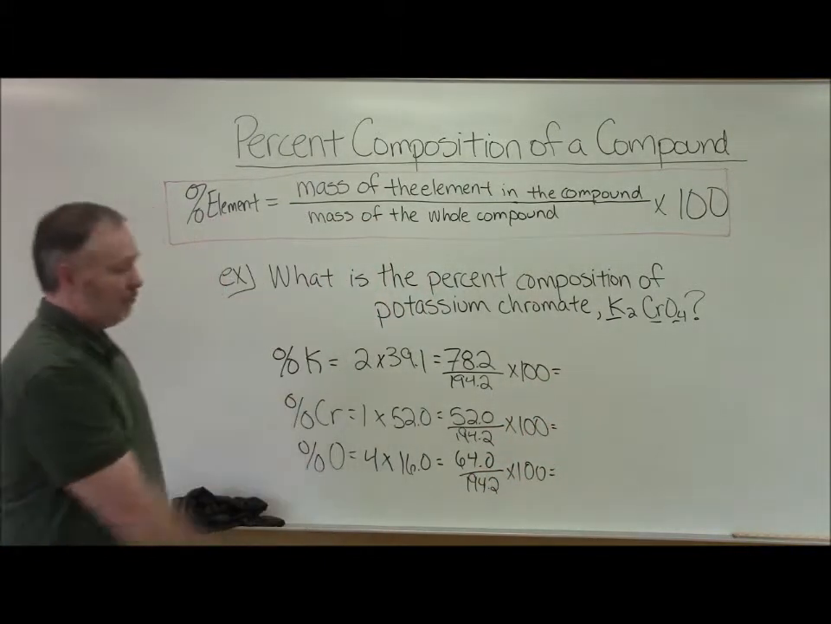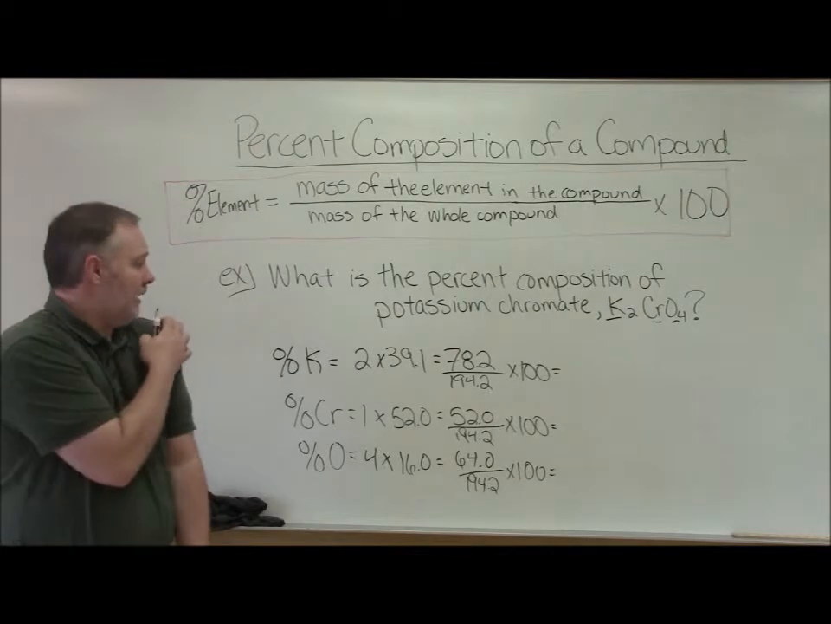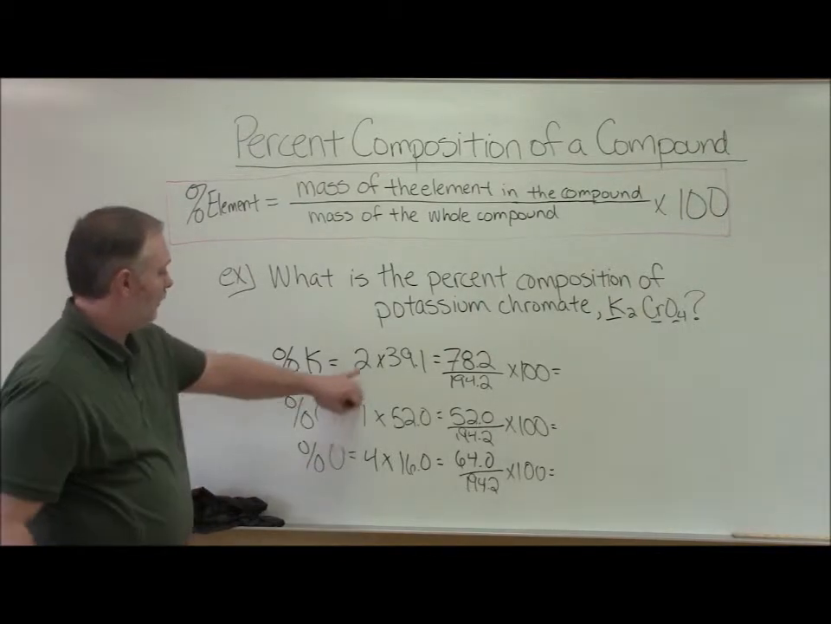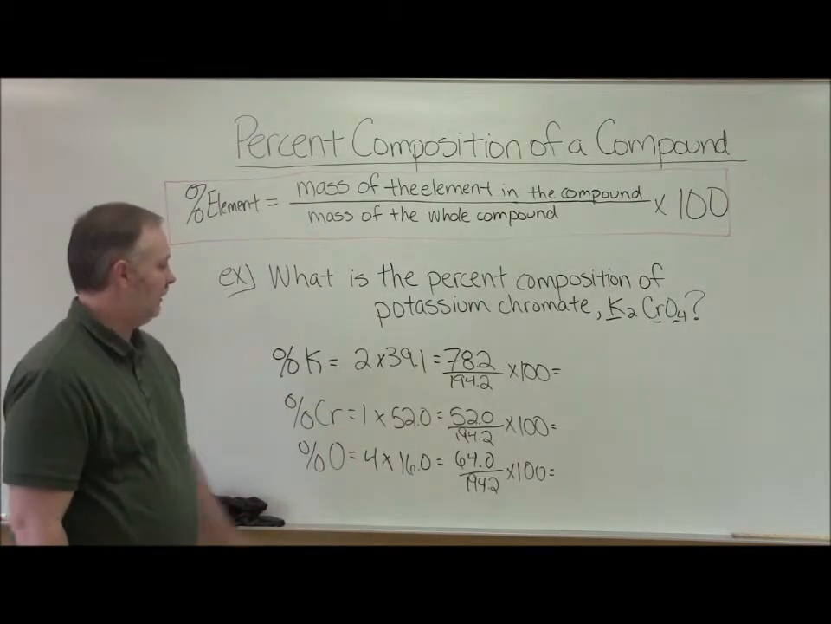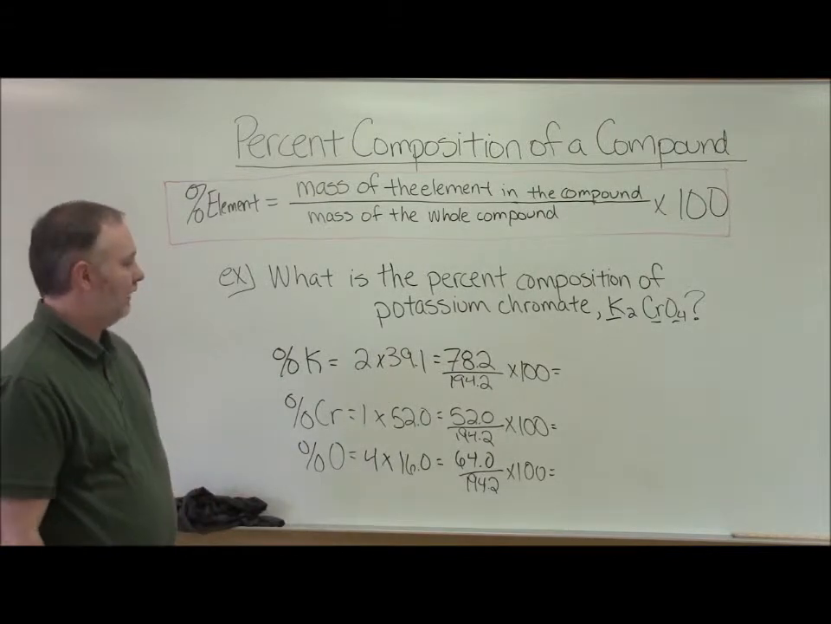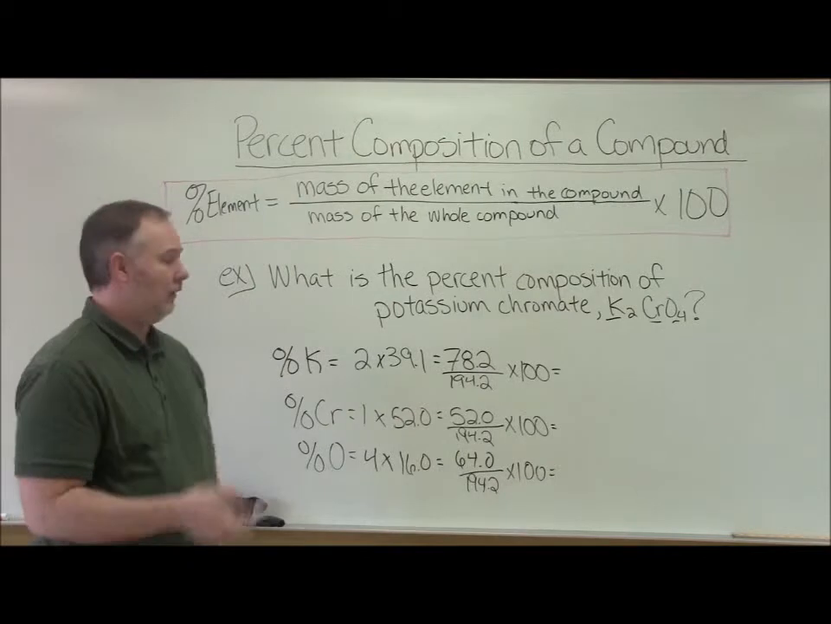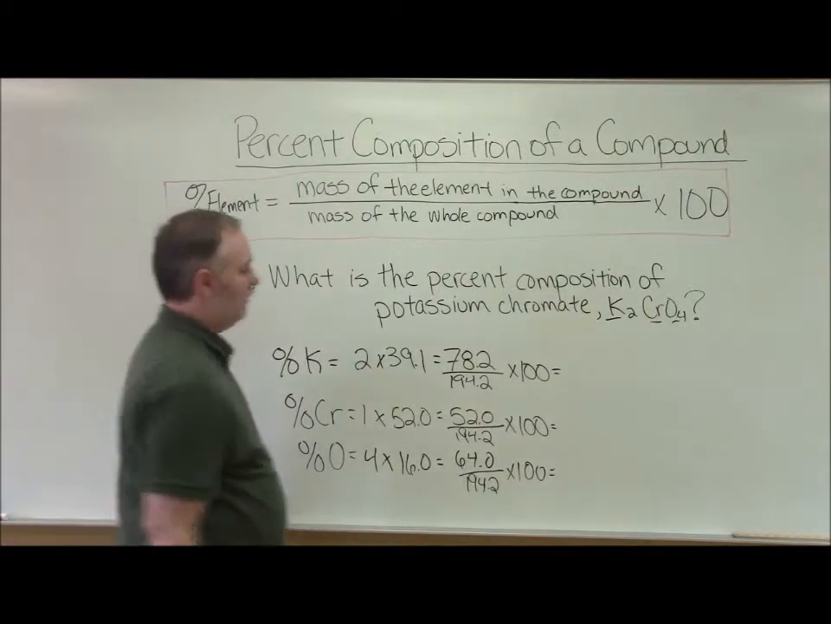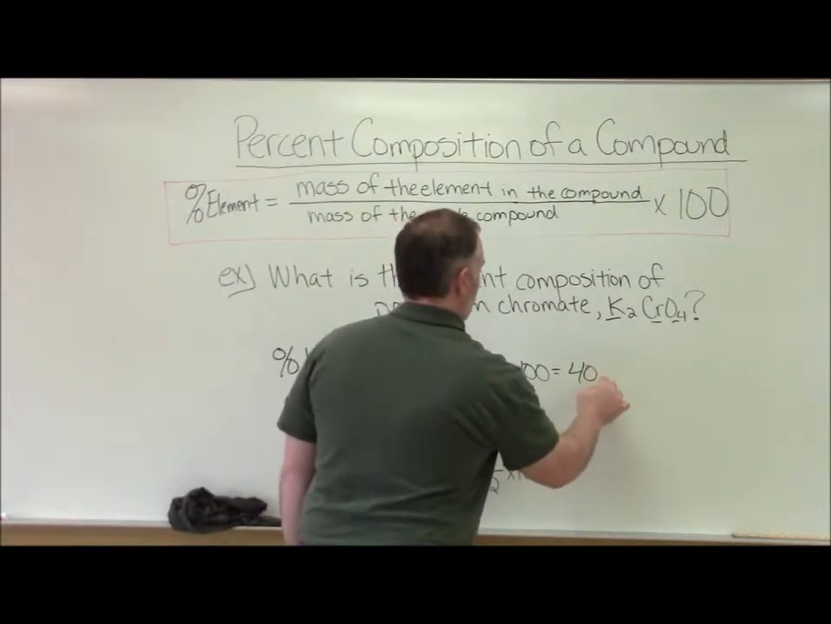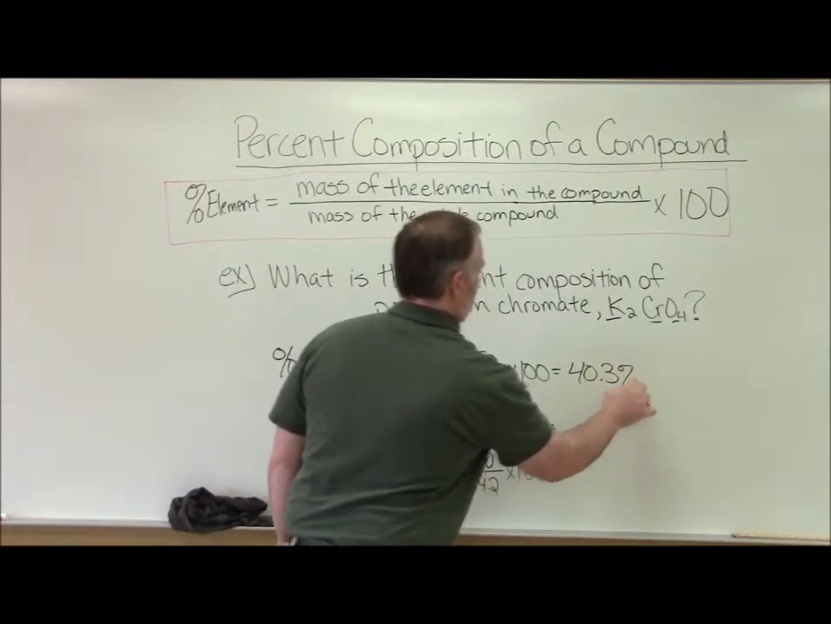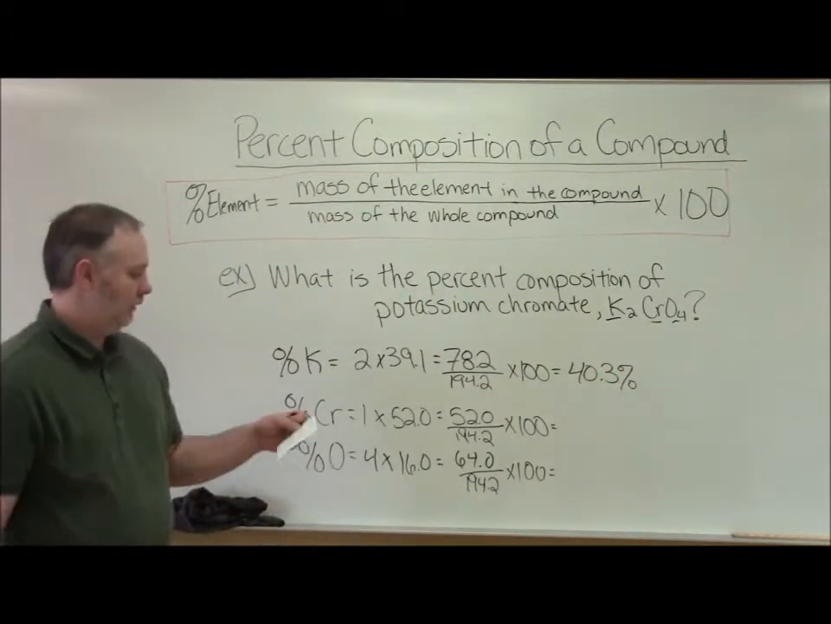All right, so there's my 3 problems set up just like that. It is that easy. It's just how many ever atoms of each element times that element's molar mass, and then you're going to divide what you have there, your parts, by the whole. You should have come up with 40.3% if we round to 3 sig figs.